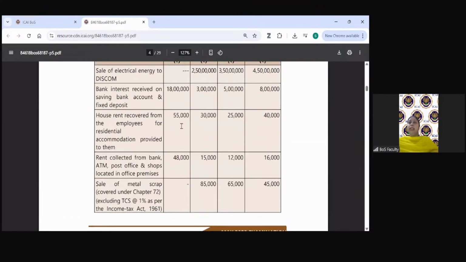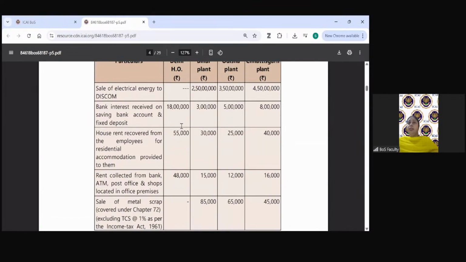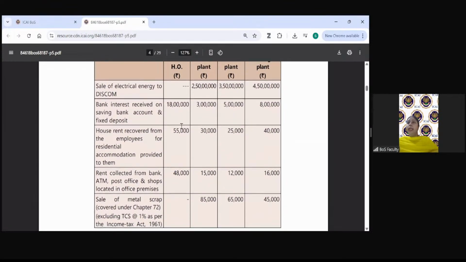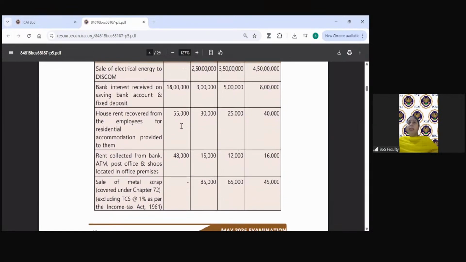See, this is the table of transactions being undertaken in the month of February, and the second column has the information regarding the Delhi HO.